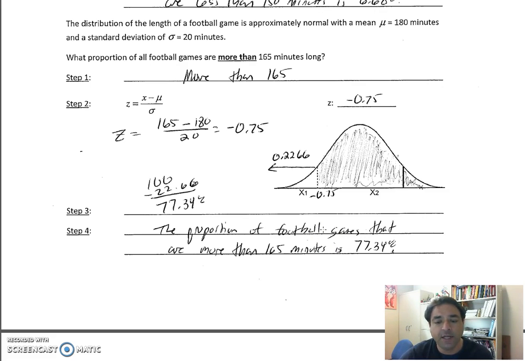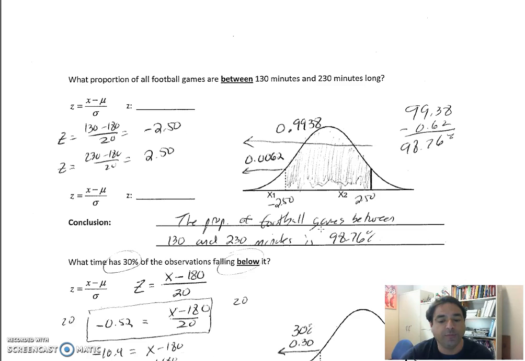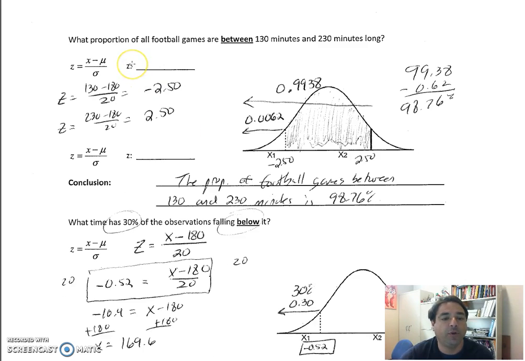So we did less than, we did more than, now we're going to do between. So what proportion of all football games are between 130 minutes and 230 minutes long? Because we have two values, we have to find them separately. 130 minus 180 divided by 20 gives us negative 2.50. 230 minus 180 divided by 20 gives us positive 2.50.